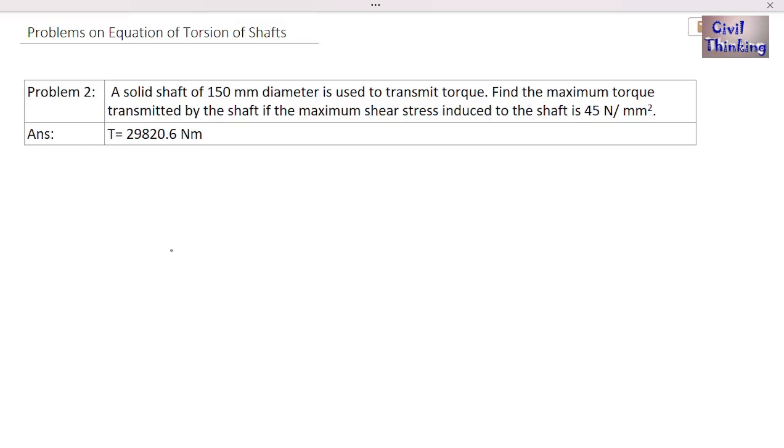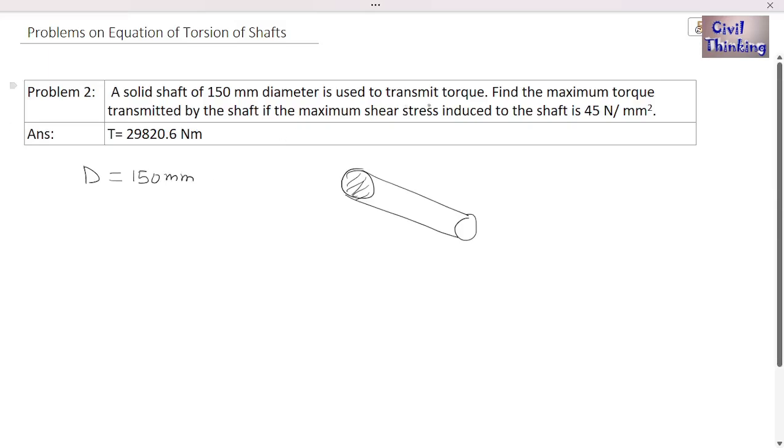Now coming to today's class, we have this problem here: a solid shaft. It is solid, and the diameter is provided. It is 150 mm. It is used to transmit torque. Find the maximum torque. We have to find the maximum torque, T. And the maximum shear stress induced in the shaft is 45 Newton per mm square. So we have tau max as 45 Newton per mm square.